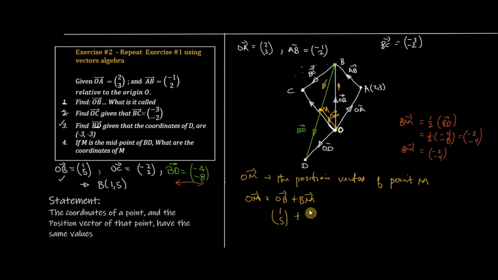We could put that here, and we would arrive at OM being equal to 1 minus 2, which is equal to -1. 5 minus 4 is +1. So the position vector of point M is -1, 1, and therefore the coordinates of point M, extracted immediately because the values are the same, are -1, 1.